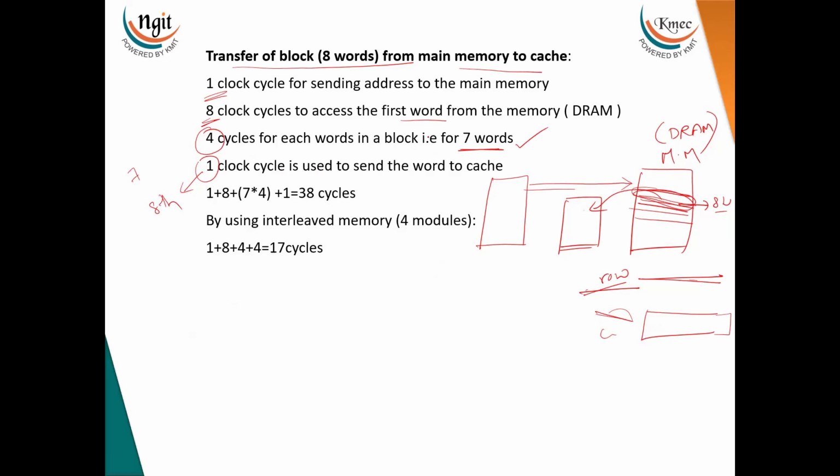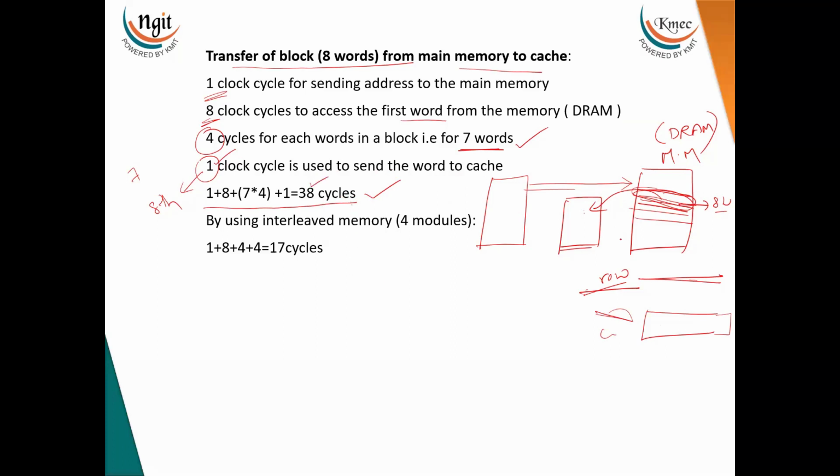So when these 7 words are accessed using these 4 clock pulses, only then are the remaining 7 words transferred from the main memory to the cache memory. But for the last word which is sent from the main memory to the cache memory, one more clock cycle is needed. Now, if we calculate the total number of clock cycles for the memory transfer, it is taking 38 clock cycles.